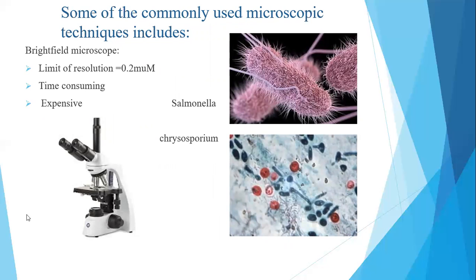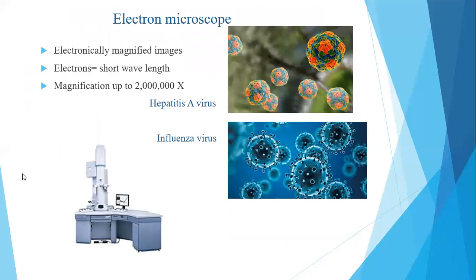Some of the commonly used microscopic techniques include bright field microscopy. The resolution of the bright field microscope is 0.2 micrometer. It is time consuming and very expensive. Organisms like bacteria, fungi, or viruses mostly observed under the bright field microscope include Salmonella and Cladosporium. The next one is the electron microscope.